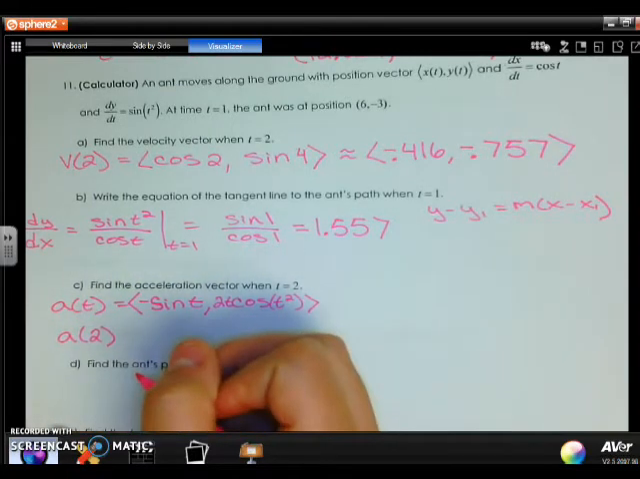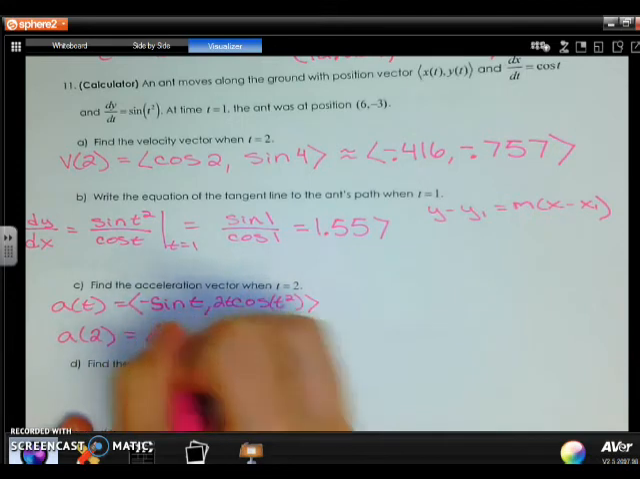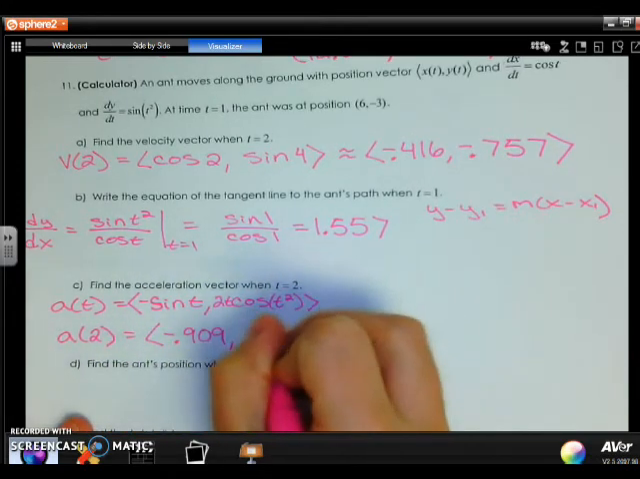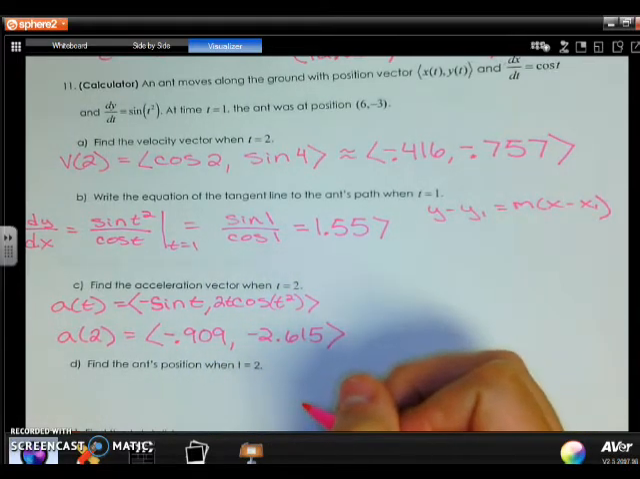And again, that's going to be straight calculator. If you're plugging in 2 in for t, you're going to end up with negative 0.909 and negative 2.615 for your acceleration.